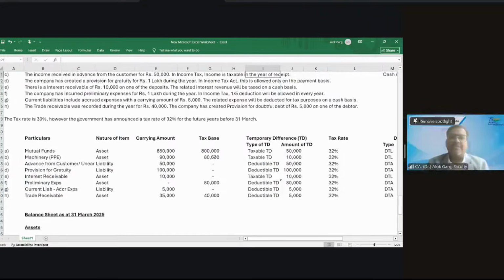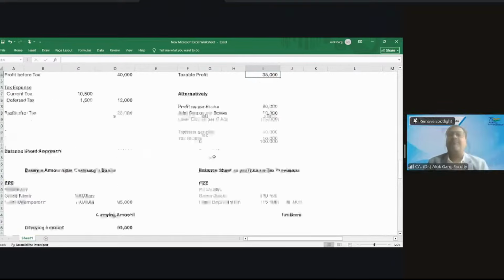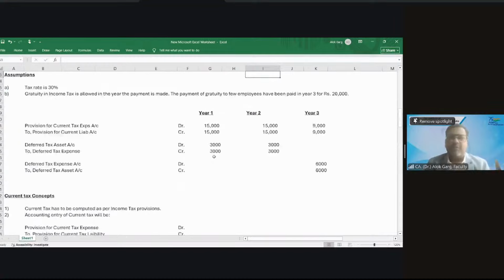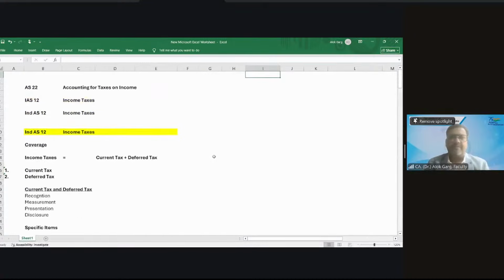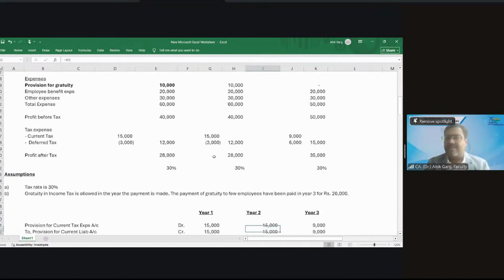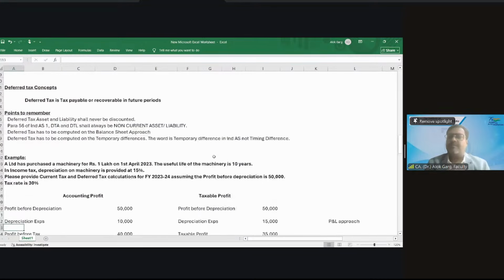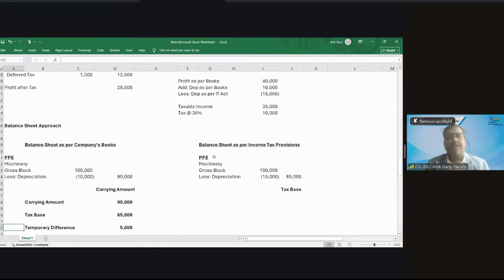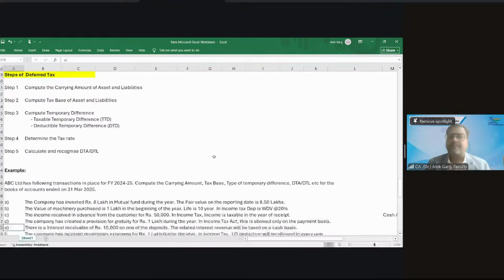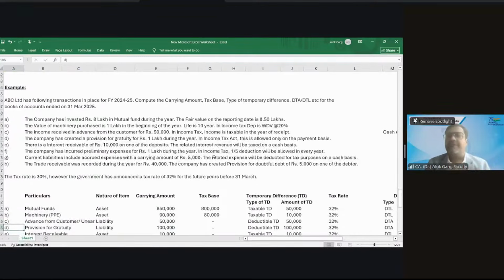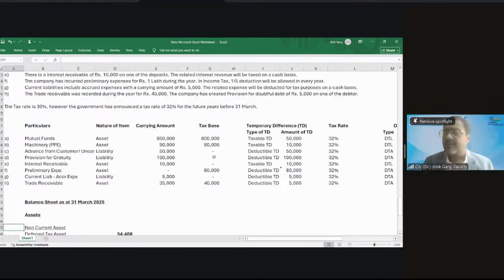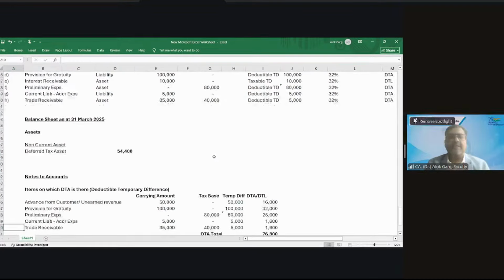Friends, if you just revise this Excel file, believe me, except for a specific item, whatever I have taught you till today, you will conceptually be able to crack any question on deferred tax in the exam. A specific item I will cover in the next class. But this is the base and this is good for everything. Is that clear?